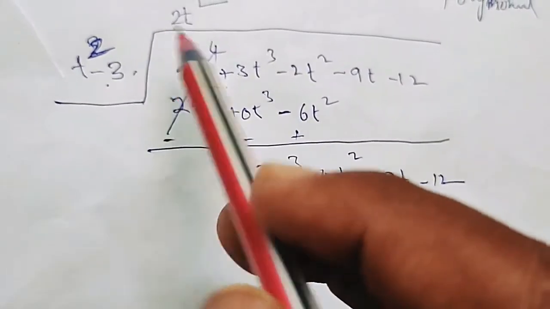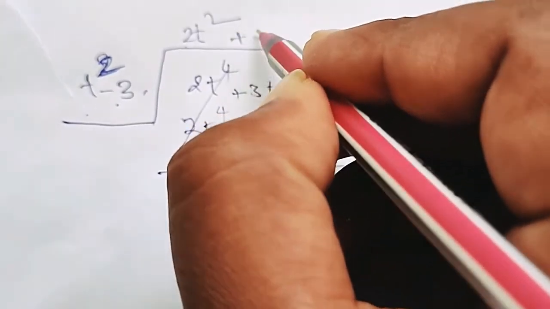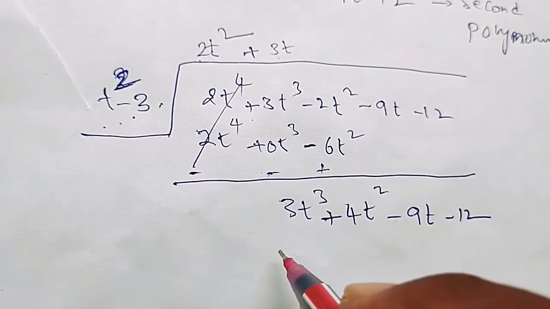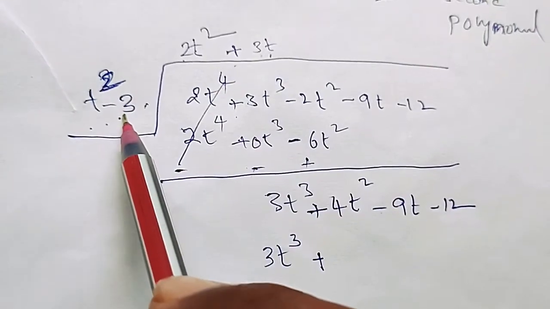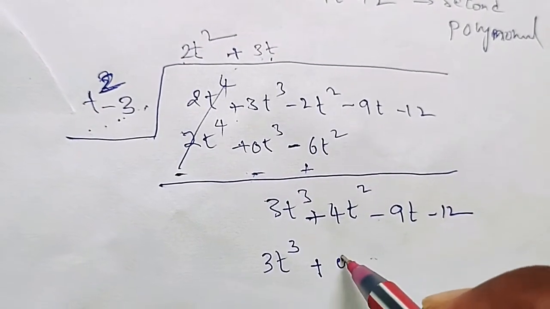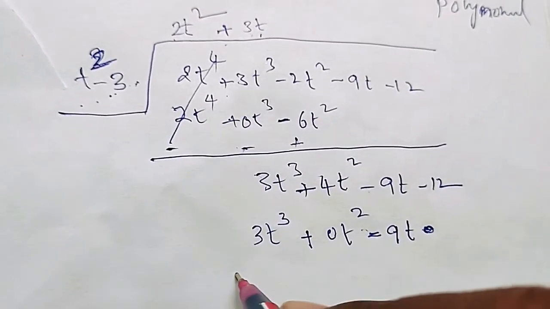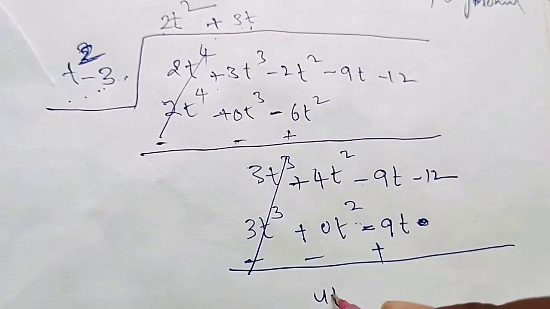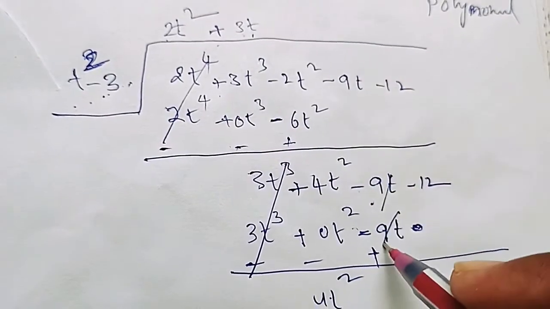So here 3t cube, there t square, simply we will multiply with 3t. 3t into t square, plus 3t into 3 square, that is 3 power 3 into t power cube, plus 3t, minus 3 into 3, 3 the 9, that is minus 9. So here 0 t square, minus 9t. Minus minus plus, cancel each other. Here 4t square plus 90 minus 19, they cancel each other.